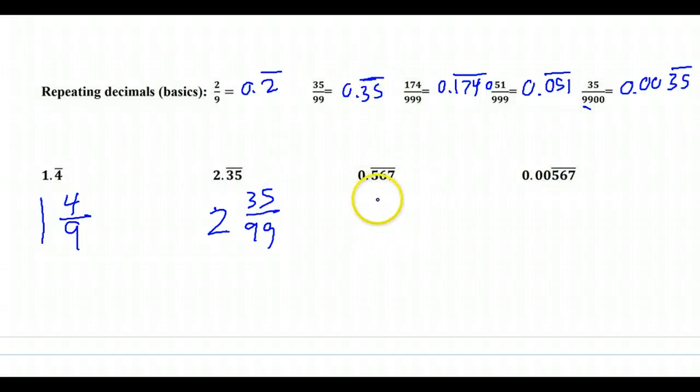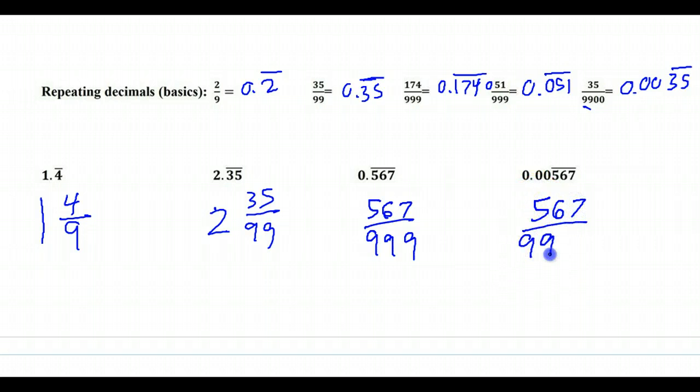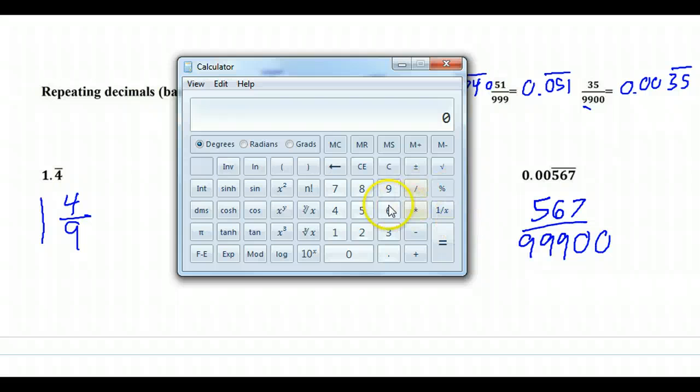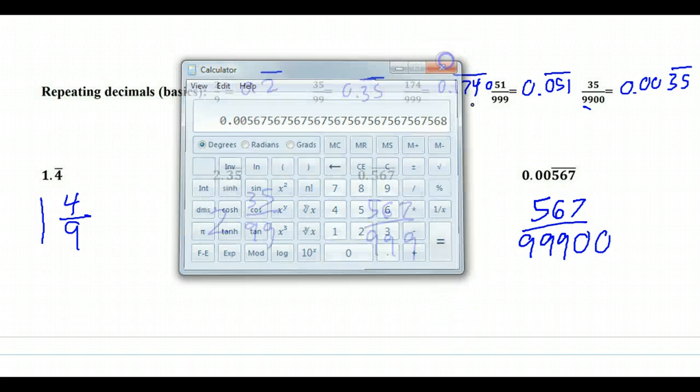And then over here we have 567, and we have a three-digit repetition, so we need three 9s. Same thing, 567, three-digit repetition, but we also have two zeros in front. And then that is our answer. And if you don't believe me, plug it in your calculator and check. So let's get that little calculator back. 567 divided by 99900. Oops, one too many. And then there it is, 0.00567567567.